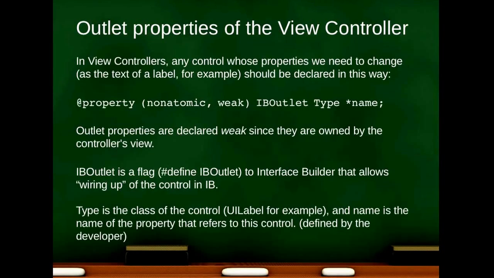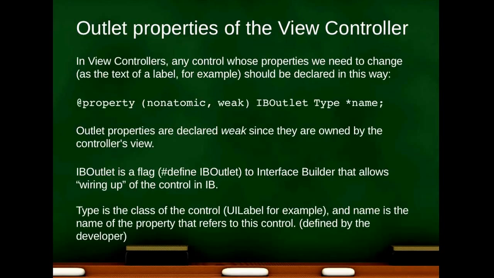Weak, we're going to talk about in the next slide, but weak just basically means that they're going to be owned by something else. They're not owned by the controller. They're going to be owned by the view that the controller is controlling. We also use this keyword IBOutlet, and then the type of the control, and then the name as a pointer, because as we know, objects are all pointer types. So the name, we give it. So outlet properties are declared weak since they're owned by the controller's view, and again, we're going to talk about that in the next slide.